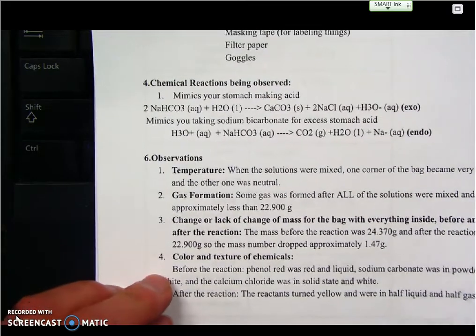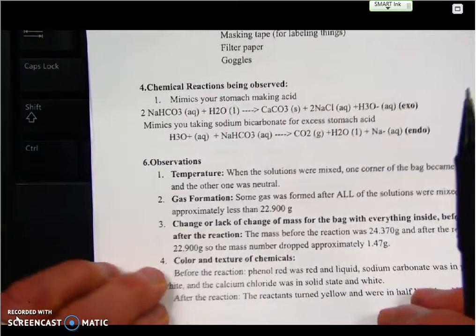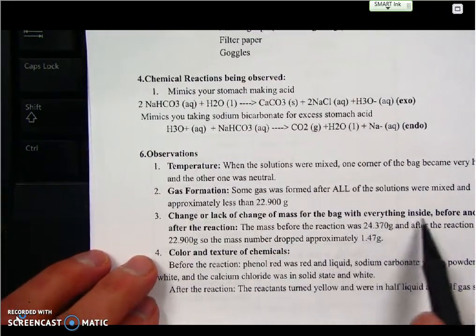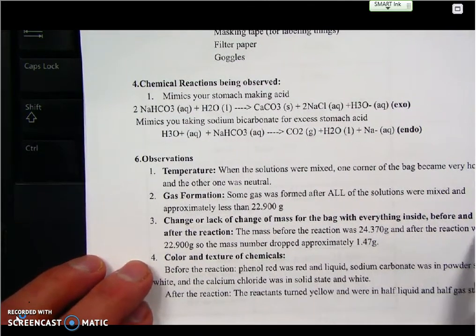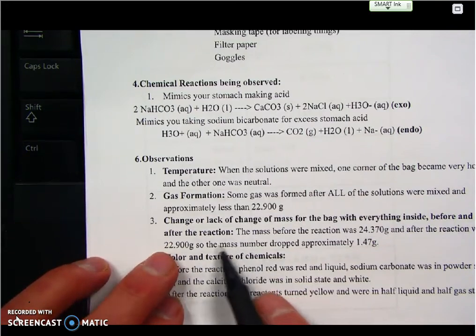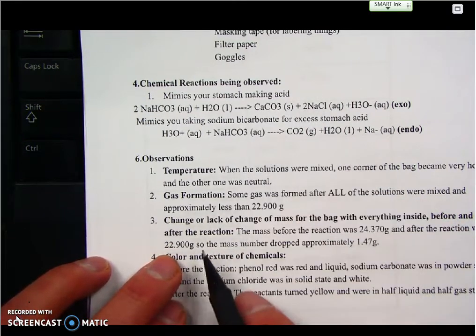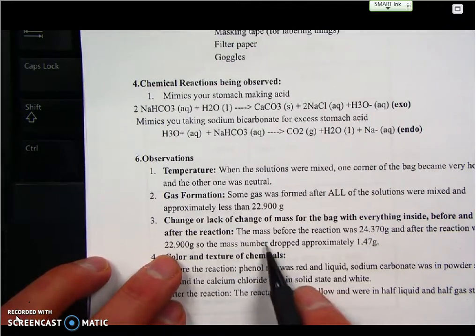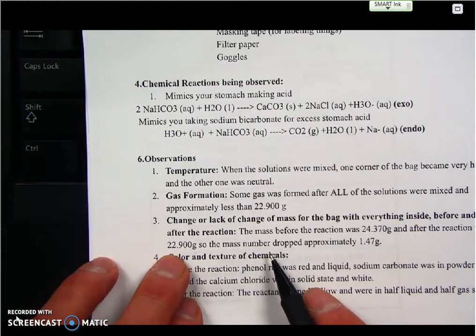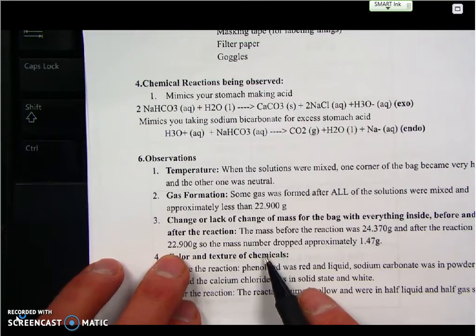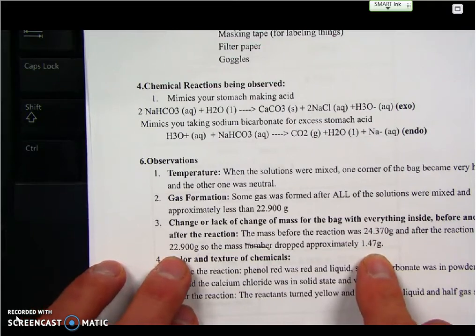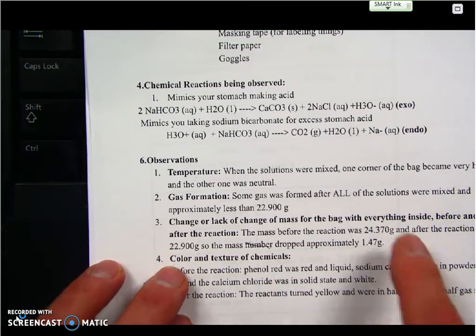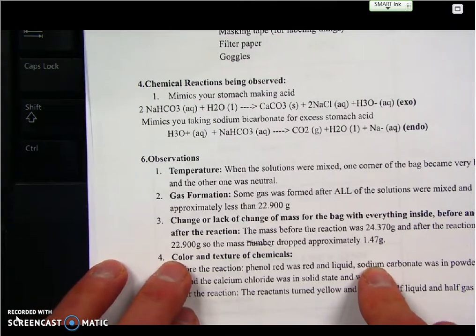It'll help everyone. Okay. Change or lack of change of mass for the bag with everything inside, before and after the reaction. The mass before the reaction, after the reaction. You're stating your stuff from your data table, which is a good thing to do in your observations. So the mass number has a specific meaning. You want to say the mass. Leave out the word number. Just take that out. Dropped approximately 1.47 grams.